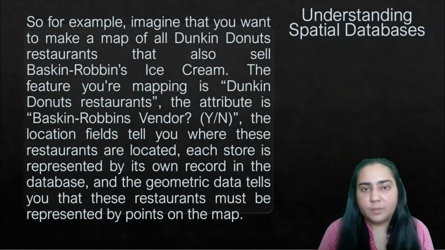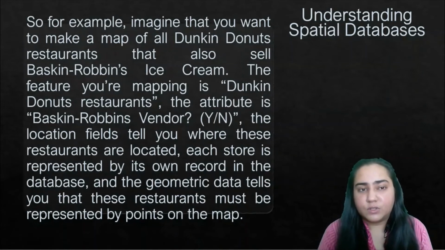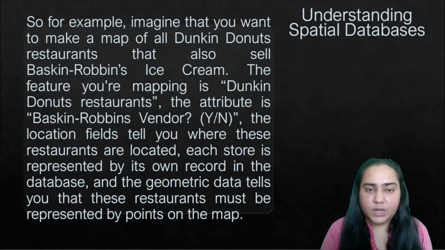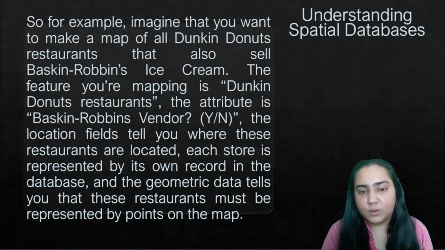So for example, imagine that you want to make a map of all Dunkin' Donuts restaurants that also sell Baskin-Robbins ice cream. Okay, two things. Dunkin' Donuts restaurants that sell Baskin-Robbins ice cream. So the feature that you're trying to map here is Dunkin' Donuts restaurants, and the attribute here is Baskin-Robbins vendor, which would be a yes or no attribute, just like we saw in the first table, which had a snow attribute, which was of yes or no type. The location fields tell you where these restaurants are located.